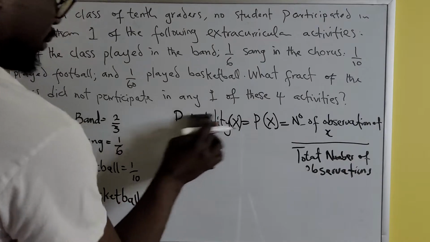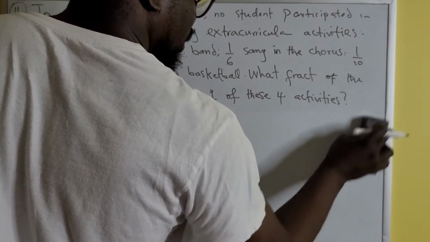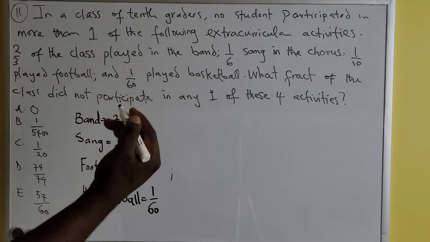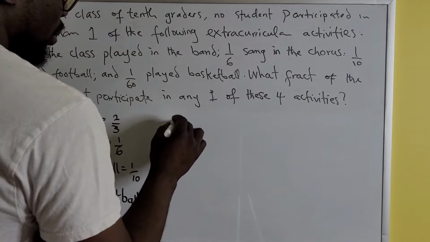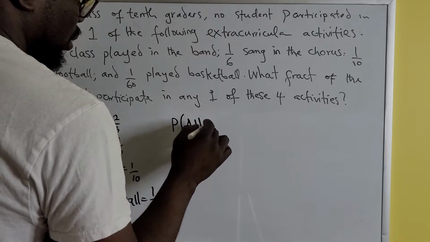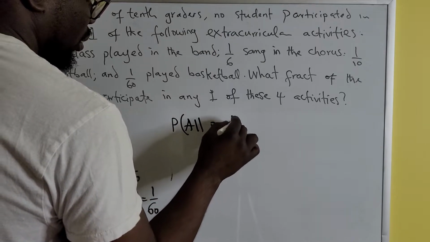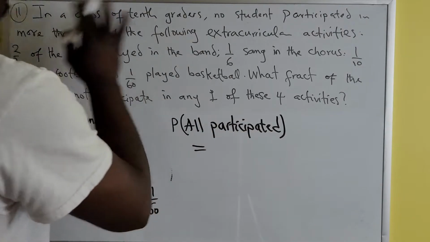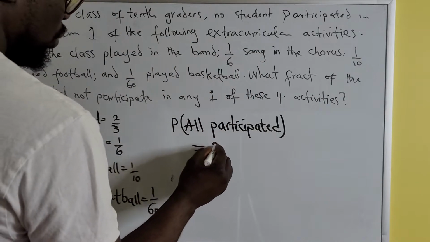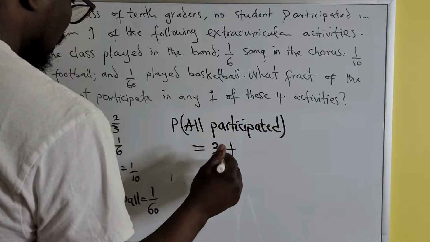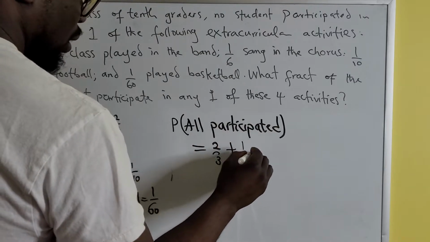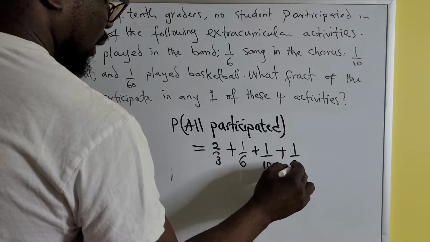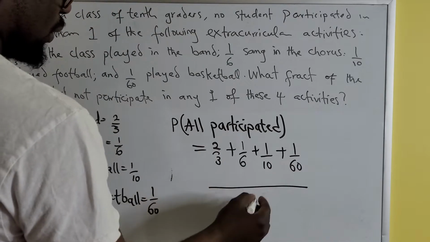So to solve this, the probability that all of them participated in the activity is going to be equal to all of them, right? So you have 2 over 3 plus 1 over 6 plus 1 over 10 plus 1 over 60. So the fraction for this is going to take 60 right here.